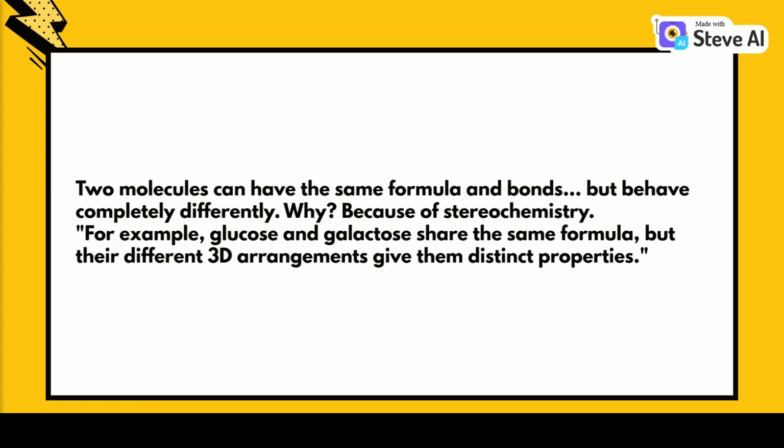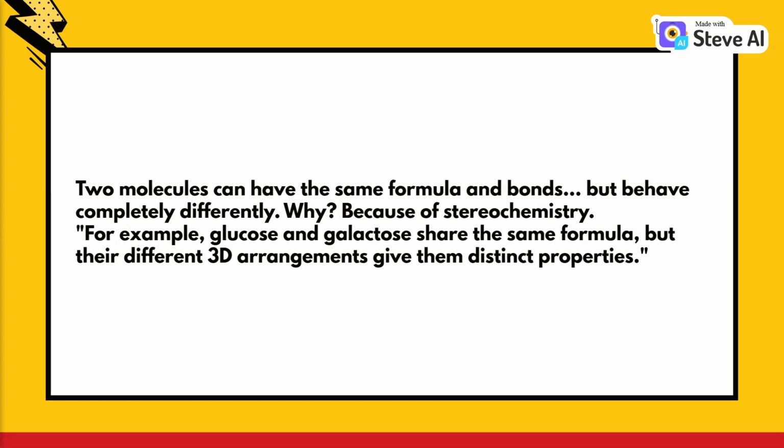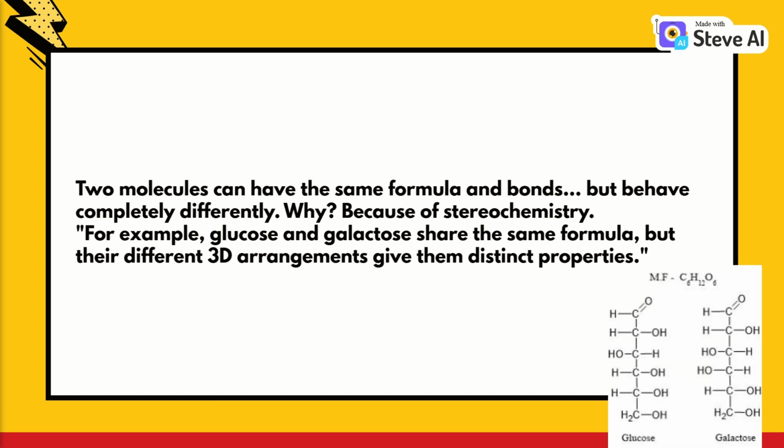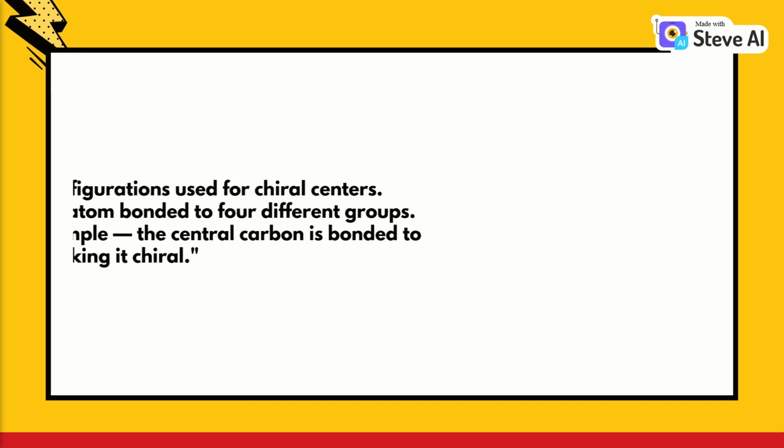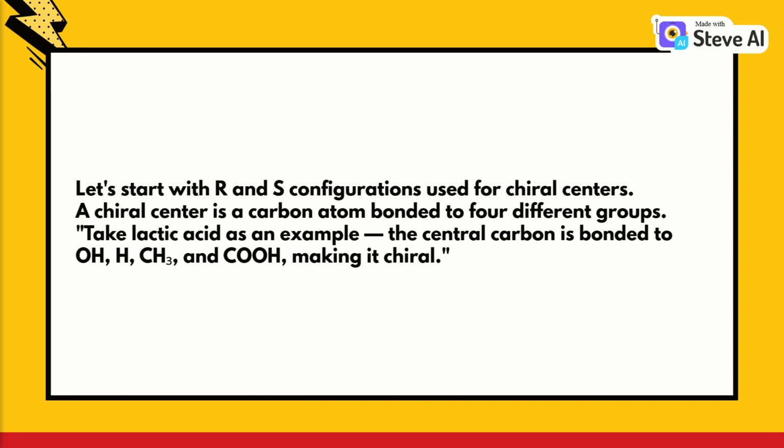Molecules can have the same formula and bonds, but behave completely differently. Why? Because of stereochemistry. For example, glucose and galactose share the same formula, but their different 3D arrangements give them distinct properties. Let's start with R and S configurations used for chiral centers.